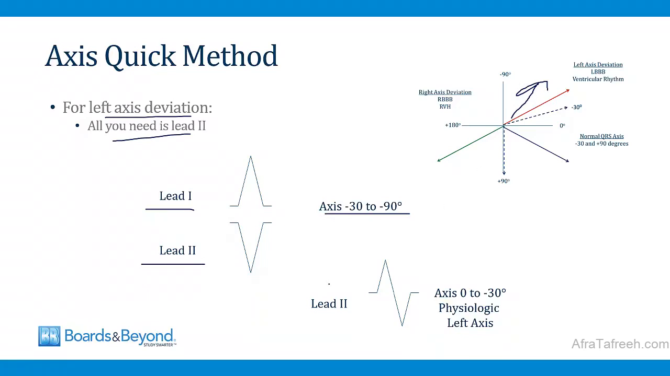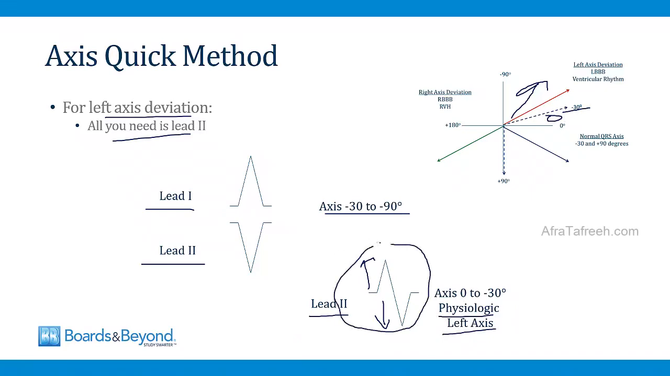One special exception I want to mention here is that if lead 2 is equiphasic, meaning it has an upward deflection and a downward deflection, both of similar magnitudes, this means that the axis is somewhere in this range from 0 to minus 30. This is called a physiologic left axis. It's slightly deviated to the left, but it is not greater than minus 30. In those cases, lead 2 will have this upward-downward with equal heights sort of situation going on here.